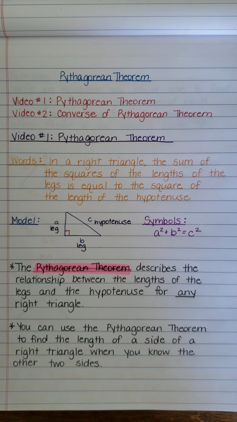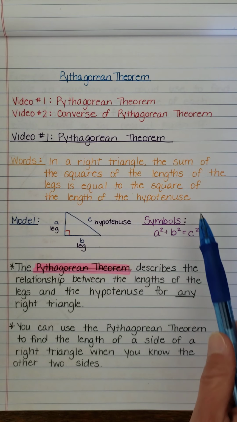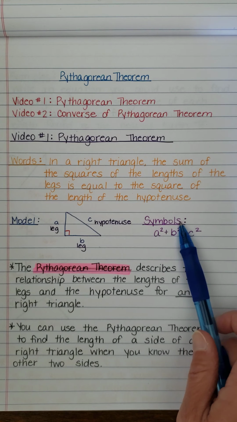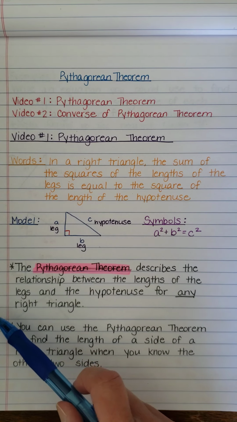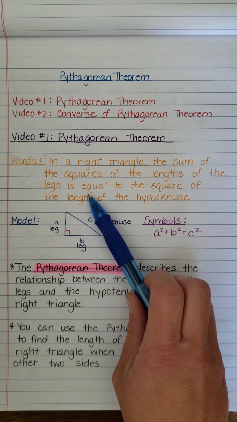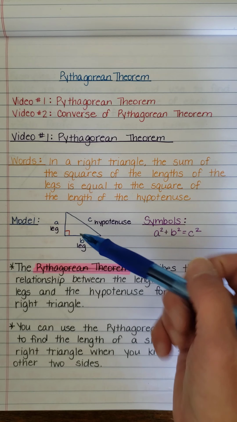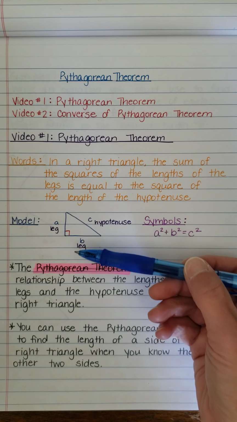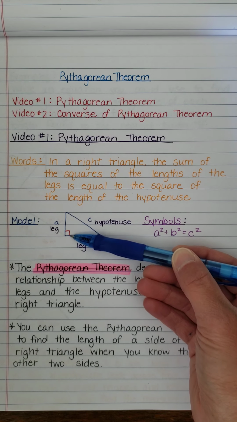So the Pythagorean theorem says that in a right triangle, the sum of the squares of the lengths of the legs is equal to the square of the length of the hypotenuse. Once you do that inquiry lab, this will make sense with it talking about the squares. So I gave you a model. We have a triangle here, and as you can see, it is a right triangle. We are talking about right triangles when we're talking about the Pythagorean theorem.